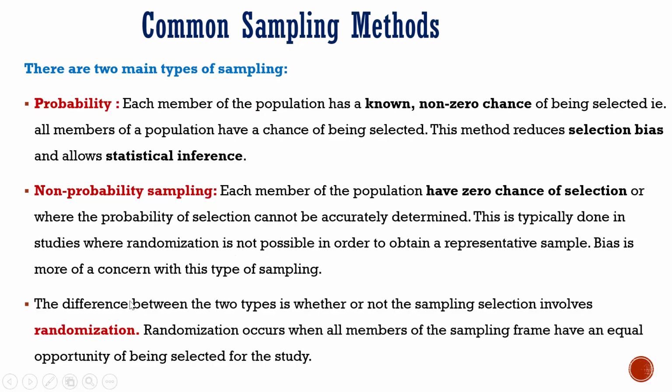So let's note that the major difference between probability and non-probability sampling is randomization. Randomization occurs when all members of the sampling frame have an equal opportunity of being selected for the study. So probability sampling, which gives every member the chance of being selected, involves randomization. And that is the major difference between the two types of sampling.